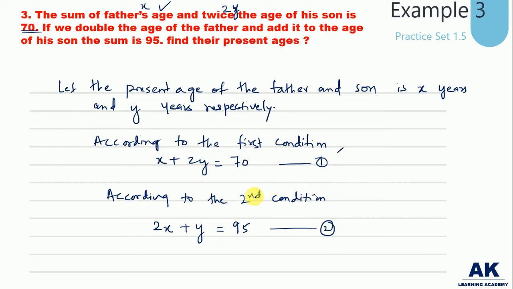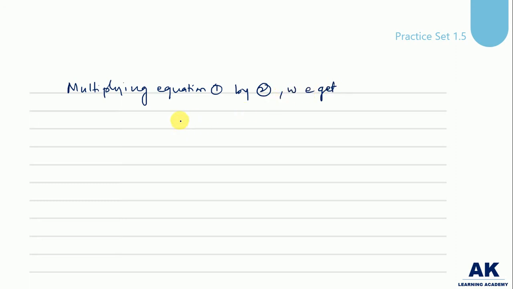Now if I multiply equation 1 by 2, we get 2x plus 4y is equal to what? It is 140, right? Now let's call this equation number 3.